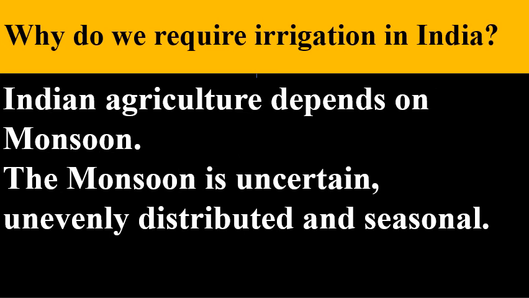Why do we require irrigation in India? Indian agriculture depends on monsoon, whereas monsoon is uncertain, unevenly distributed and seasonal. Therefore, irrigation is required in India.